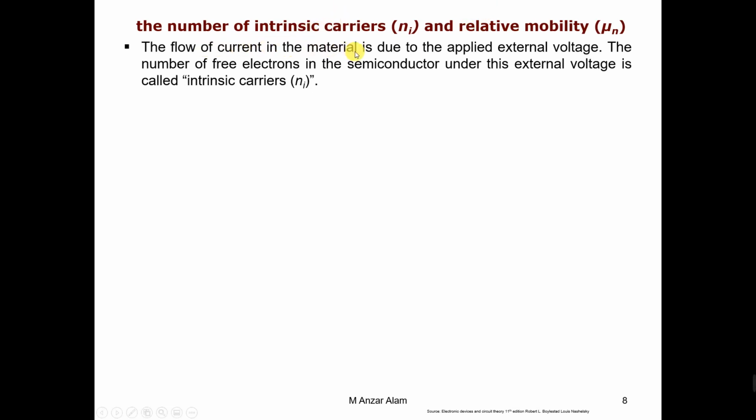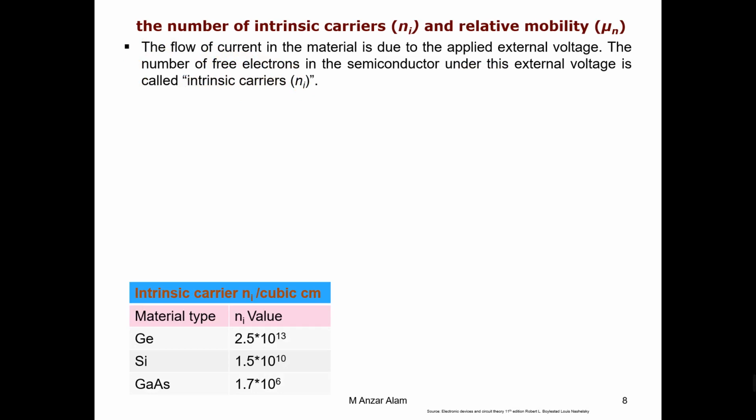The flow of current in the material is due to the applied external voltage. Yes, if you apply external voltage, then the flow of current is possible. The number of free electrons in the semiconductor under this external voltage is called intrinsic carrier. So Ni is the number of free electrons. The more free electrons, the more conduction. So intrinsic carrier Ni is the concentration of the electrons per cubic centimeter.